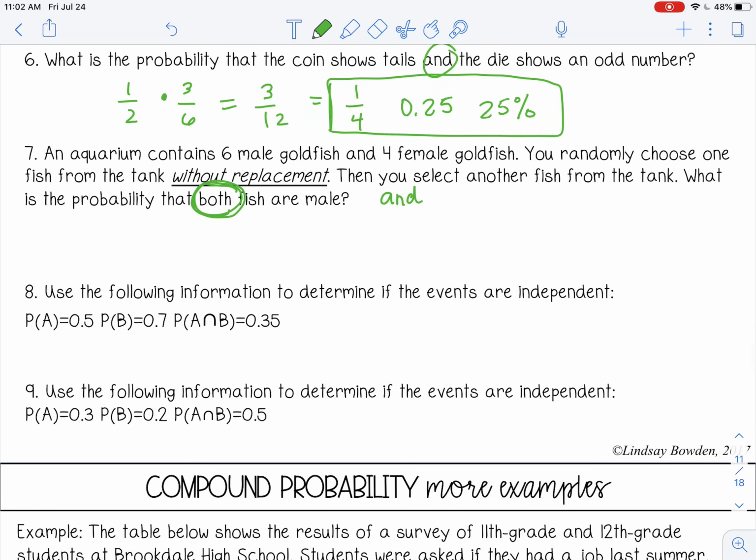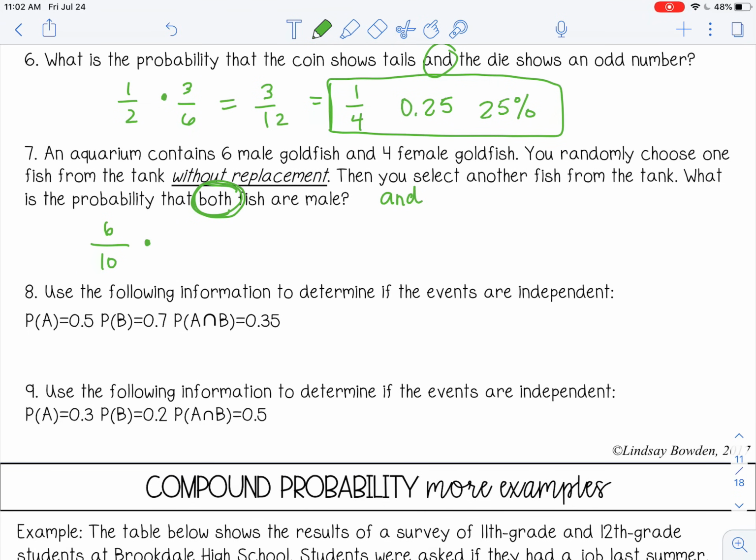All right, so let's find the probability of the first fish being male. So we have 6 male goldfish, and then there's 10 total. So 6 out of 10 is the first probability. I'm multiplying here because it's an and problem or a both problem.